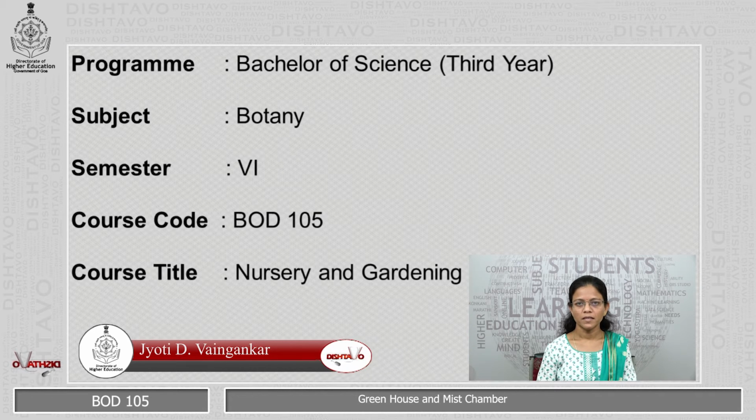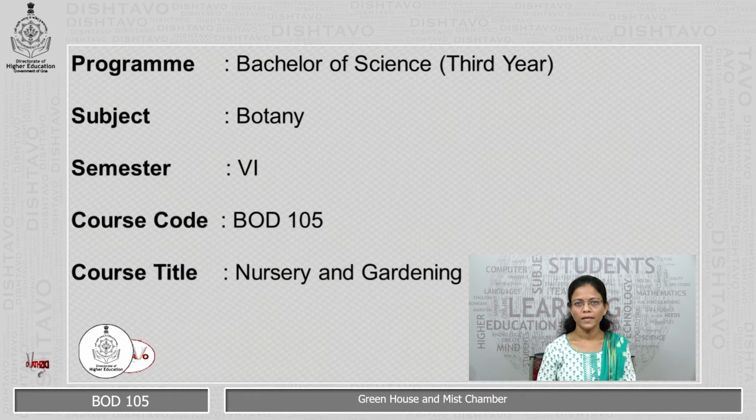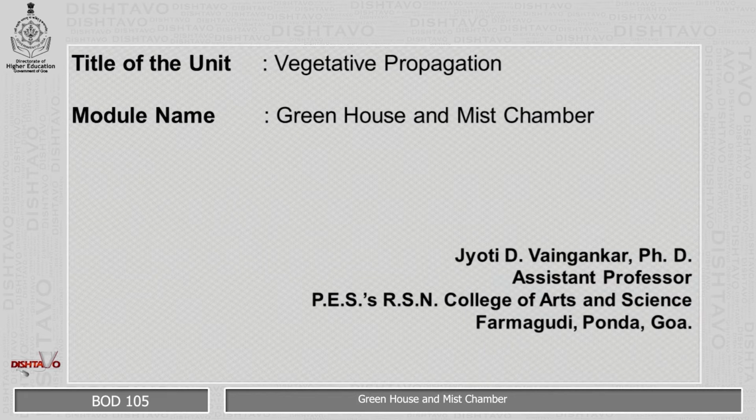I am here to present a module for the program Bachelor of Science in the subject of Botany for 6th semester from the course BOD 105, Nursery and Gardening. It is taken from the unit Vegetative Propagation and the name of the module is Greenhouse and Mesh Chamber.